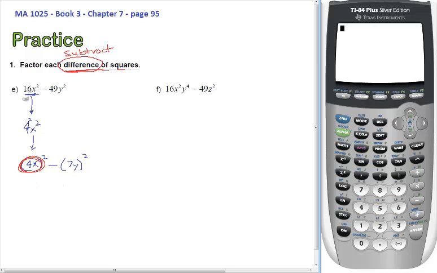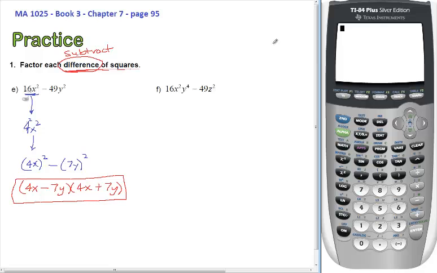Okay, so your pattern factoring simply becomes 4x subtract 7y and 4x plus 7y. Exact same factors, plus in one, minus in the other. And the order for plus and minus doesn't make any difference. I could put plus in the first one and minus in the second one. Makes no difference. One is plus, one is minus. So there's the answer to that one.